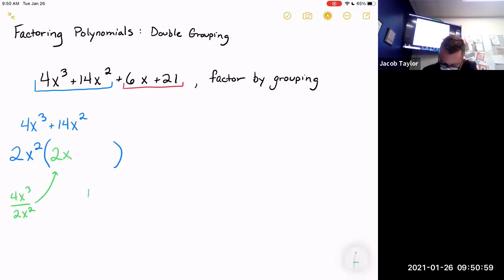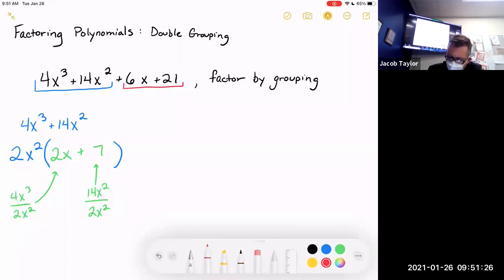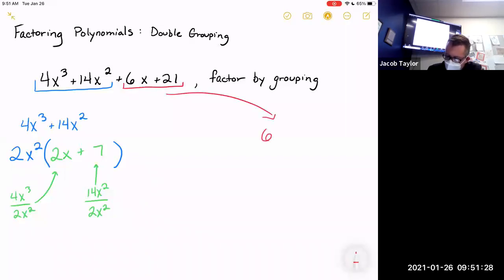Then we'll do the same thing with the 14. What's 14x squared divided by my greatest common factor? Yep, just 7 because the x's cancel. Plus sign in the middle. So we're going to stop with that one right there, and we're going to go over to our second set that we grouped together, which was the 6x plus 21.